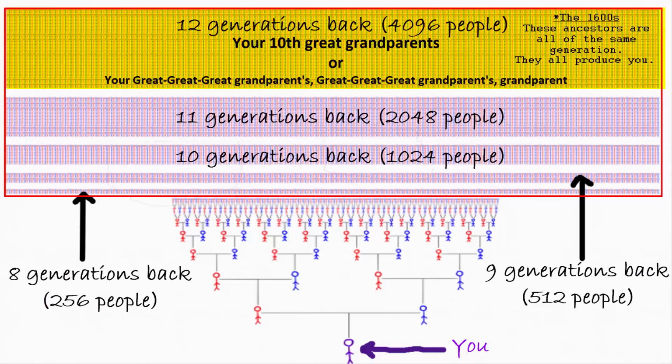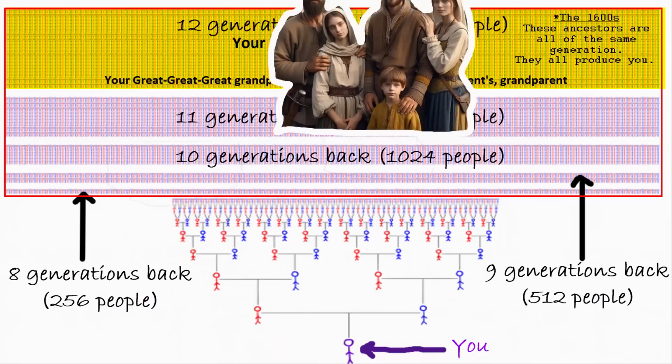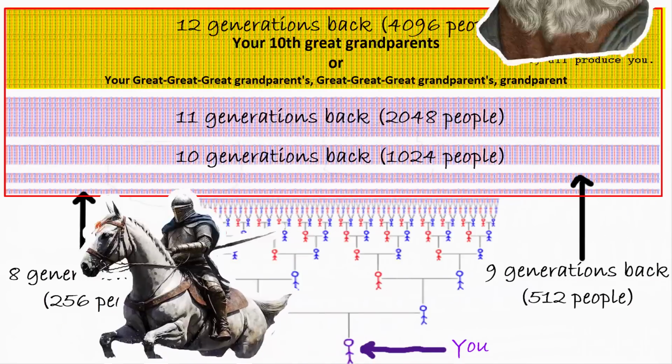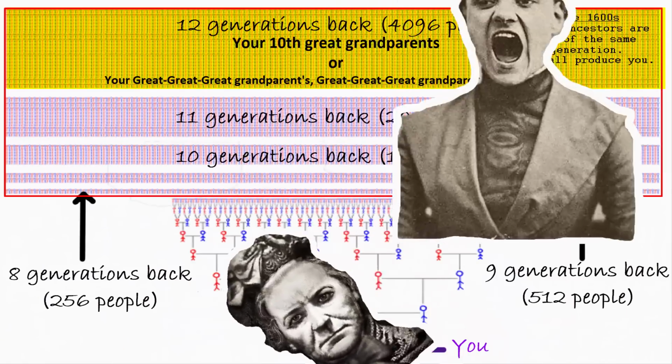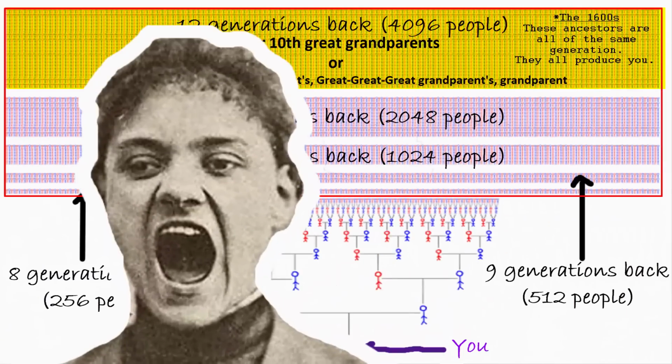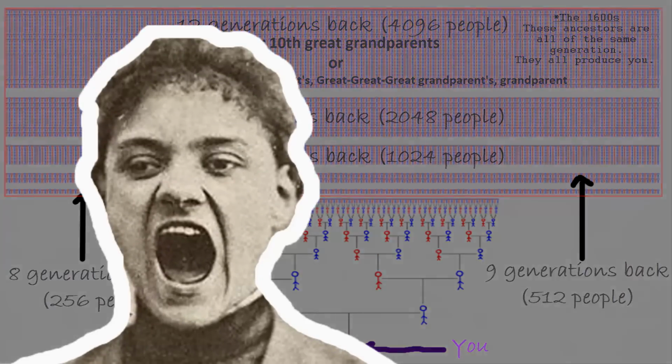Look how many people you're descended from only about 300 years back. Within that top section, there's probably some royalty, in addition to some peasants, scholars, warriors, painters, prostitutes, murderers, and lunatics, and any other kind of person who existed back then.